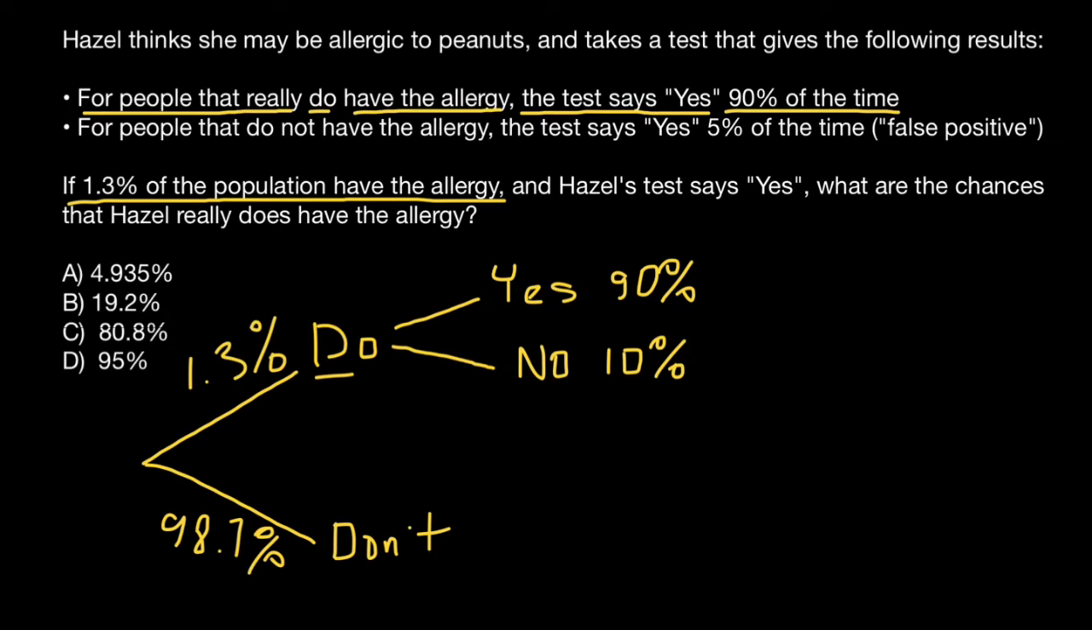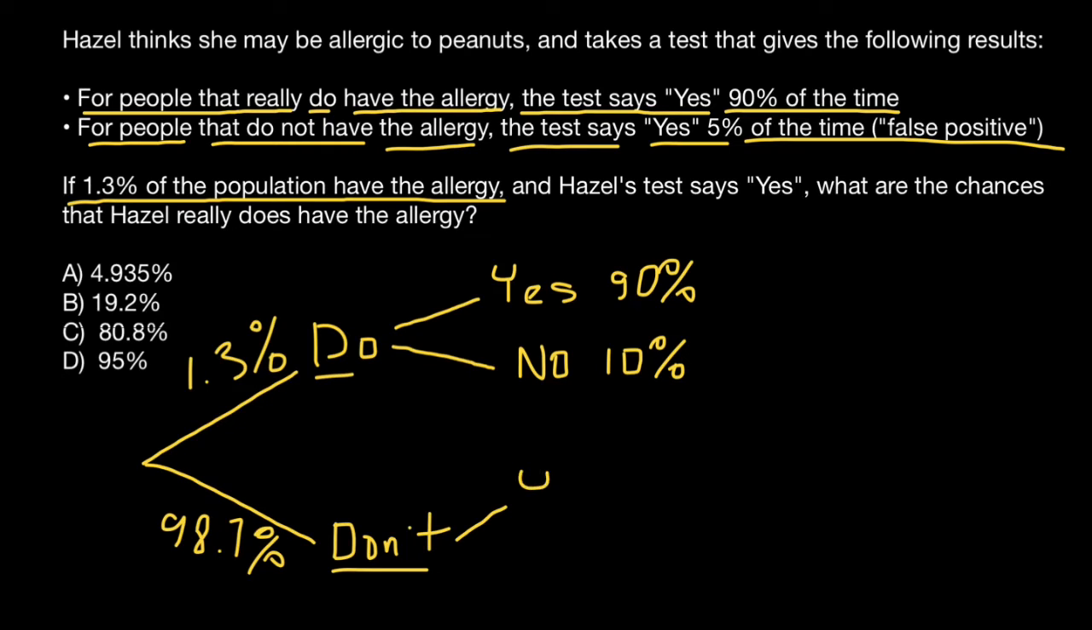And on the other hand, for the people that do not have the allergy, so they belong to this branch, the test says yes 5% of the time. So this is going to be a false positive. So yes 5% of the time, and that means that they actually do not have this allergy 95% of the time.